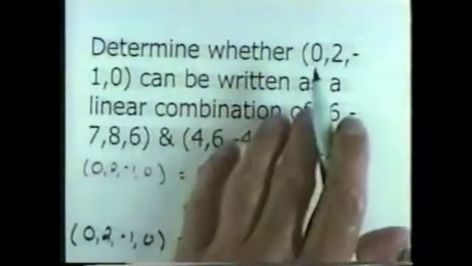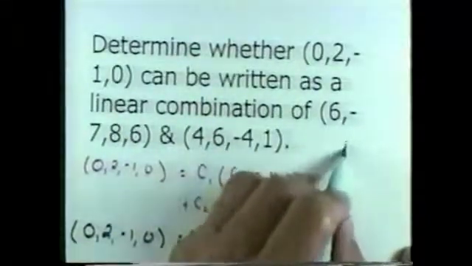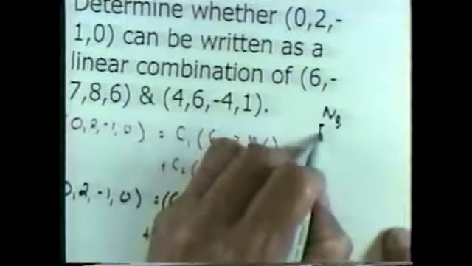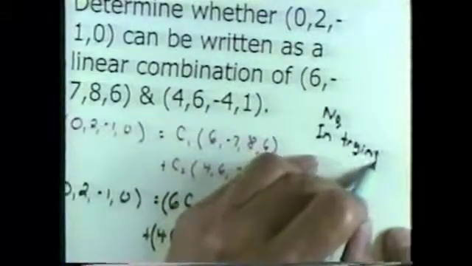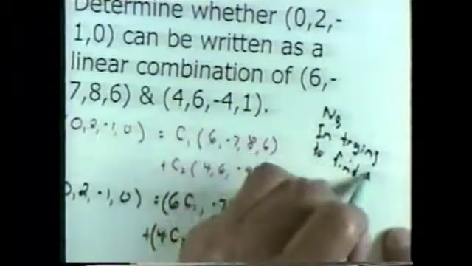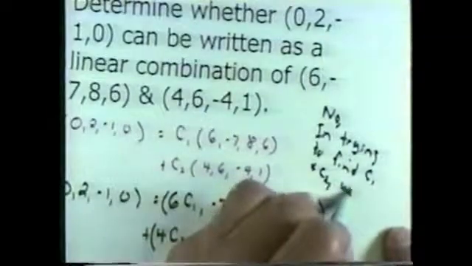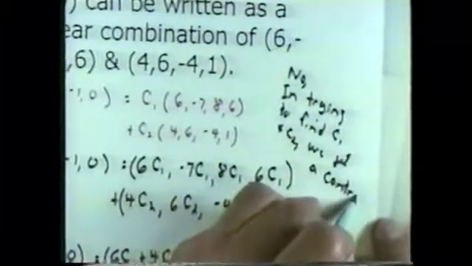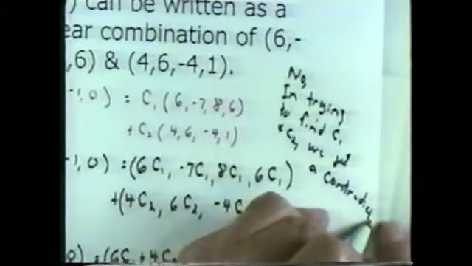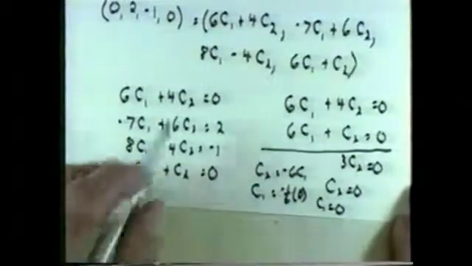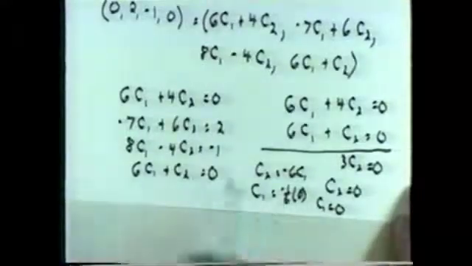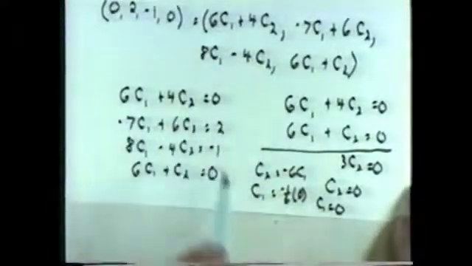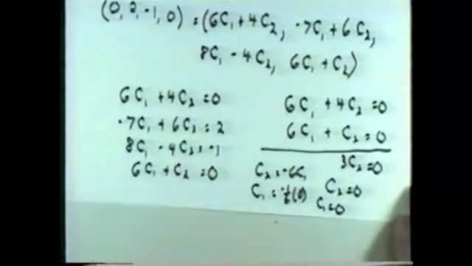So, determine whether the vector can be written as a linear combination? The answer is no. In trying to find C1 and C2, we get a contradiction. Again, the contradiction is that using equations 1 and 4, I find that C1 and C2 must be 0. But if C1 and C2 are both 0, then equation 2 can't be true. Neither can equation 3. So we've reached a contradiction.